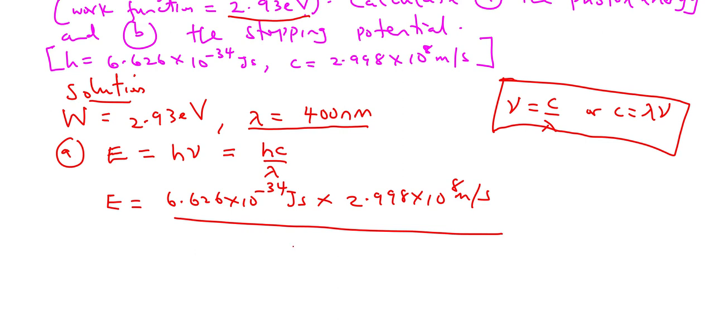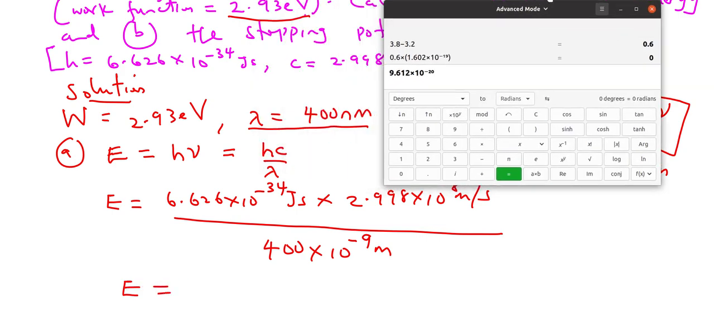In our last class, we learned how to convert from nanometers to meters. Can you remember? 1 nanometer is 1 times 10 to the minus 9 meters. So in this case, 400 nanometers is 400 times 10 to the minus 9 meters. So let's take out our calculator and do this.